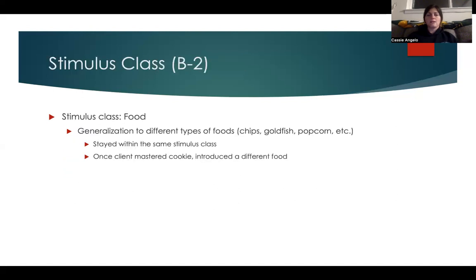So the stimulus class. The stimulus class is food. What we did was we generalized to different types of foods. So we did chips, goldfish, popcorn, etc. So we stayed within the same stimulus class. Since food is such a broad topic and there are many foods, we stayed within the snack foods. Because we were doing cookies, we then did chips, goldfish, popcorn, things like that, before we moved on to fruits, vegetables, things of those sorts. And once the client mastered cookie, we would then introduce a new food for him to work on.